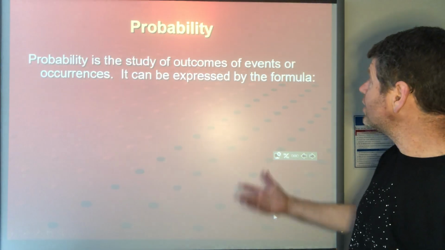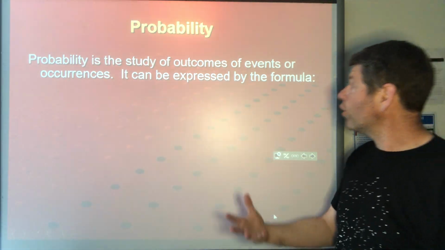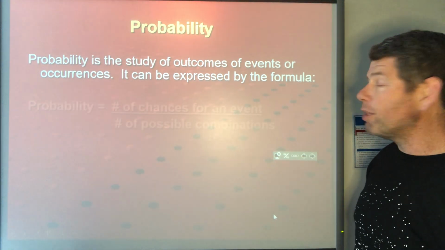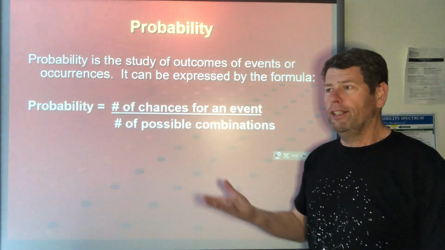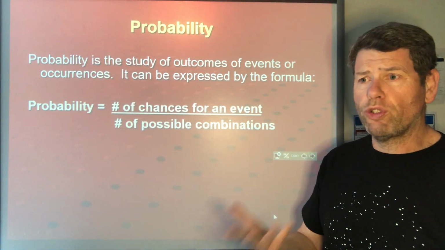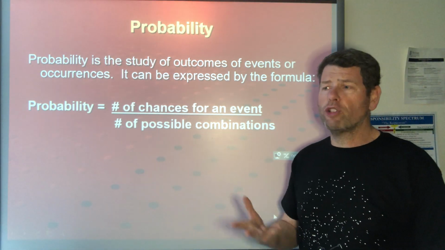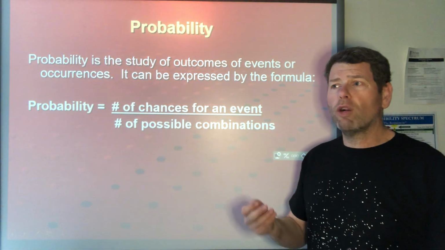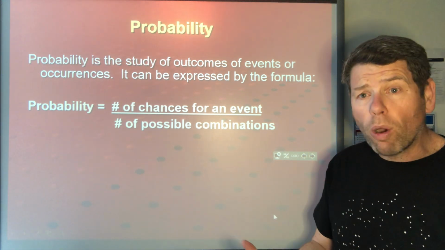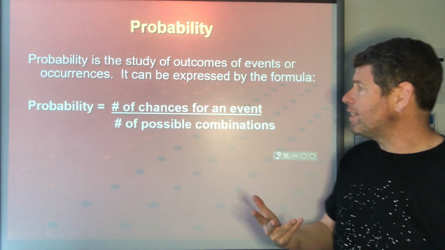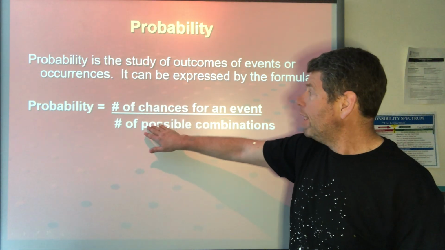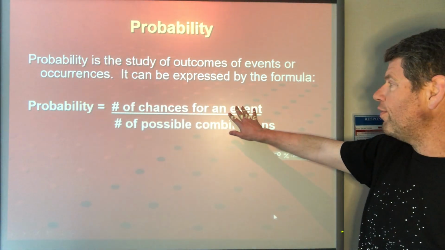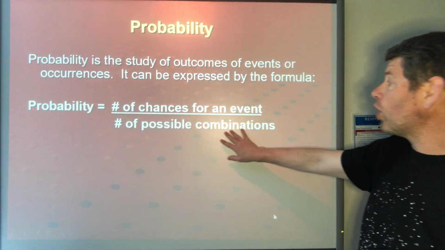Now, probability is the study of the outcome of events or occurrences. And it's expressed by this formula. And you may have done this in math class. You may have worked with what's the probability of getting a jack of hearts in a deck of cards, or what's the probability of flipping a quarter and getting heads twice in a row. So that's all probability stuff. And essentially it's a ratio. It's a fraction. It's the number of chances for an event over the number of possible combinations.